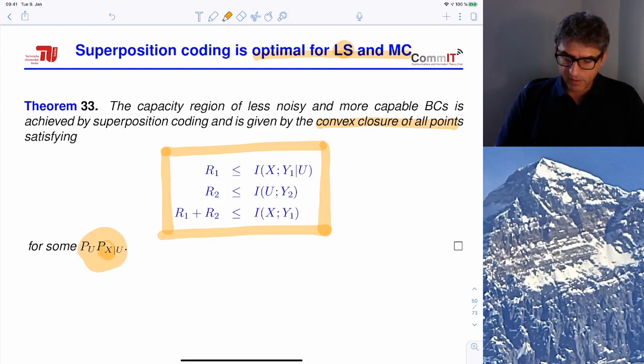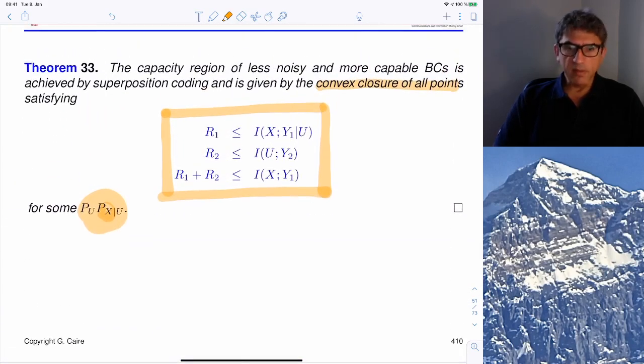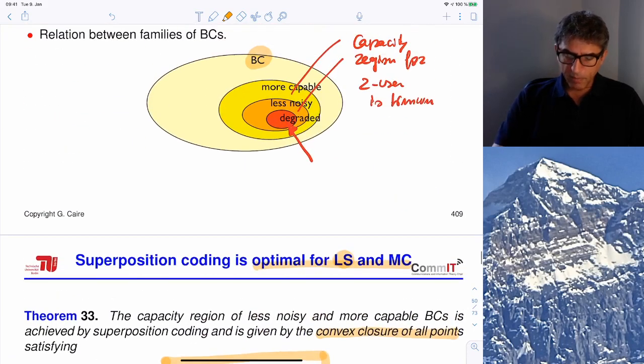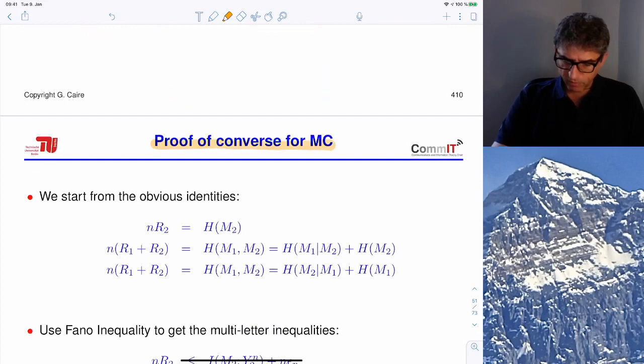So the fact that this region is achievable is already proven. That's the general achievability of superposition coding we have proven before. So all we have to do is to prove that this region is optimal, so we have to prove a converse. And because the more capable is a larger class than less noisy, and the region is the same, we prove the converse for the more capable case. And this automatically will apply to the less noisy case, because less noisy is a special case of more capable. So we have the proof of converse for more capable.